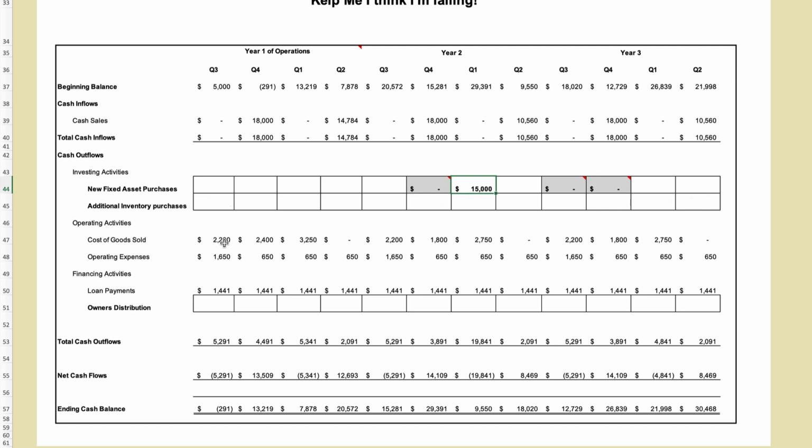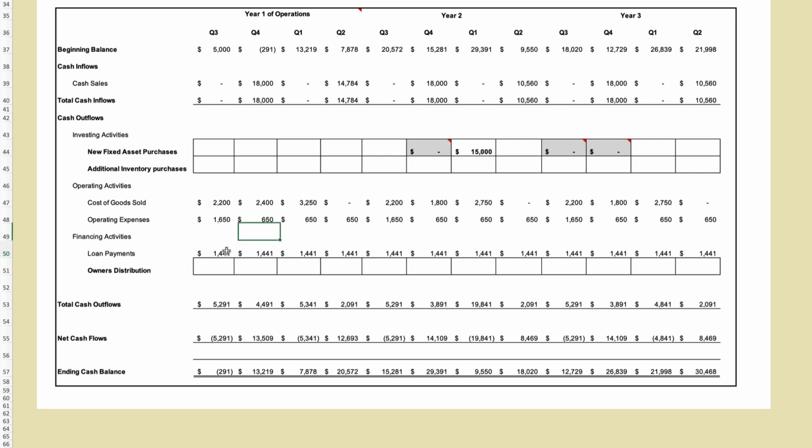Okay, operating activities, as I said, come to us directly from the P&L, and then financing activities would constitute loan payments, which are generated from the funding sheet. And then financing activities also involve any distribution of money to the owner. So this is where you are going to pay yourself out of here. Okay, so right now we don't have this model showing any distribution of cash to the owner.